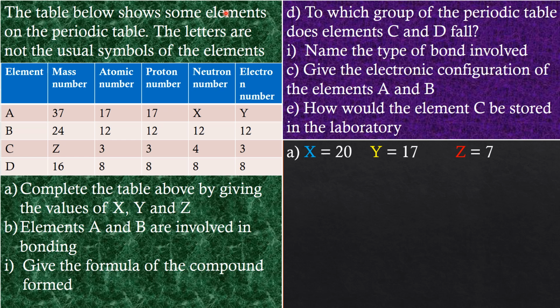Okay, now guys, Part B is saying that elements A and B are involved in bonding. Give the formula of the compound formed. Okay, now keep in mind that compound formation simply involves the exchange of valencies for metals, and the reception of the electrons transferred from the metal to the non-metal.